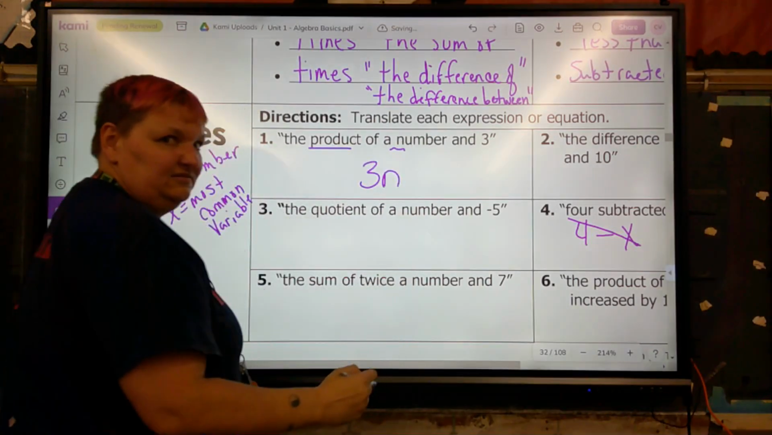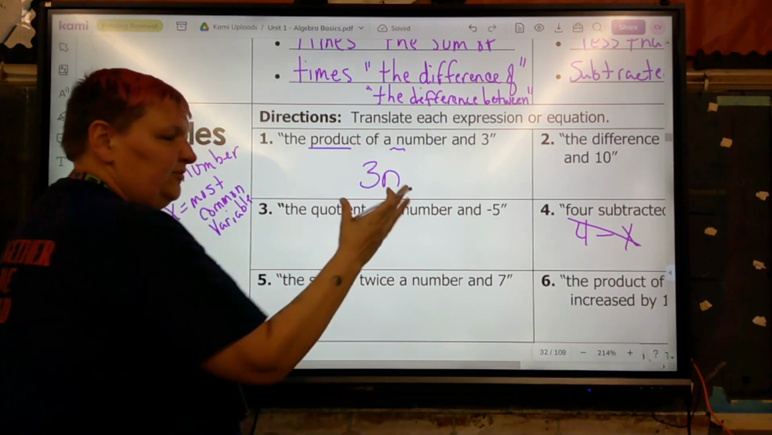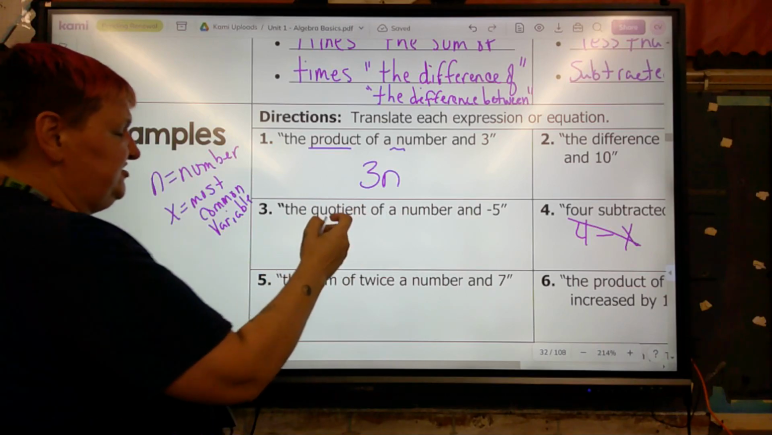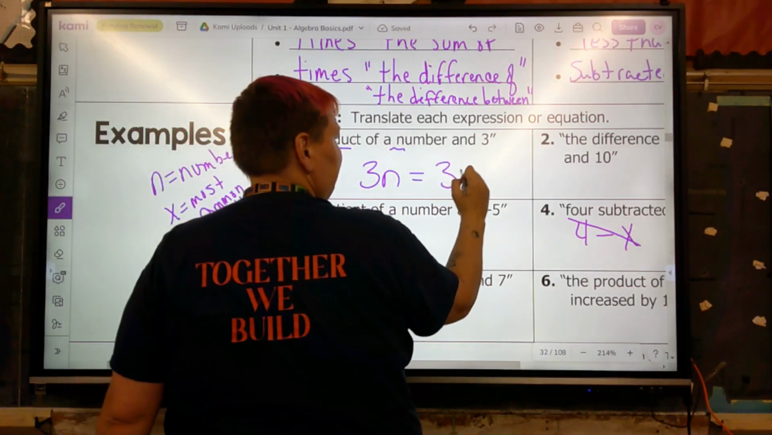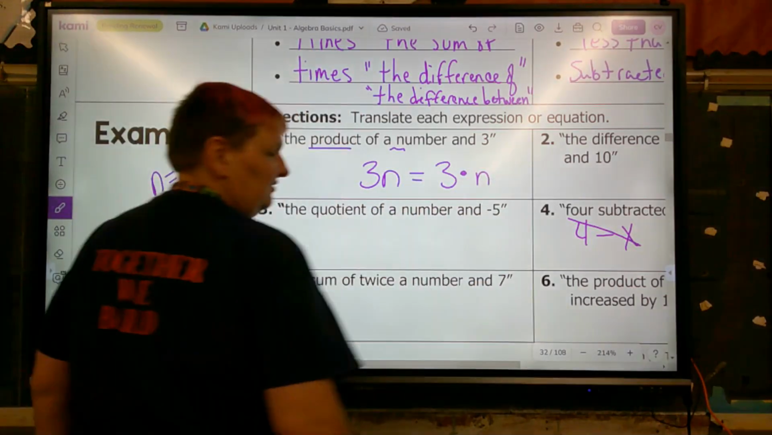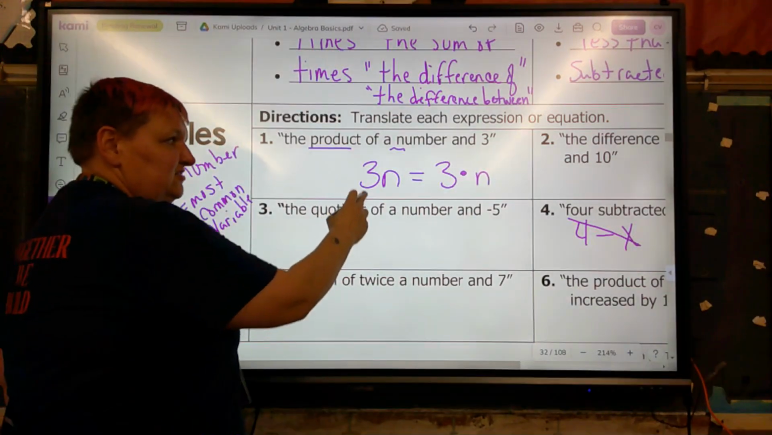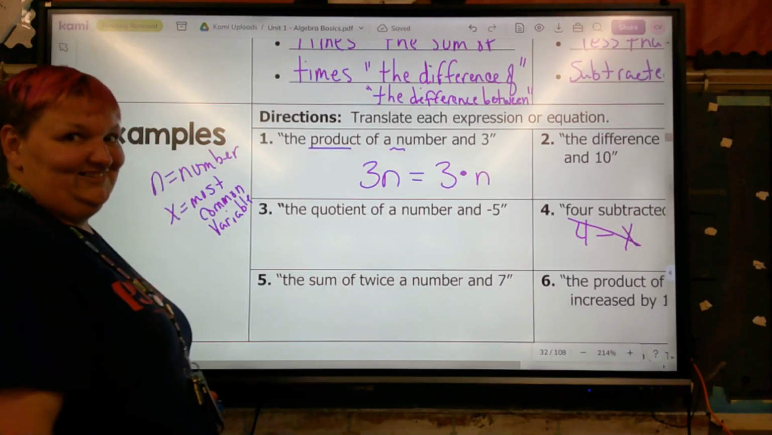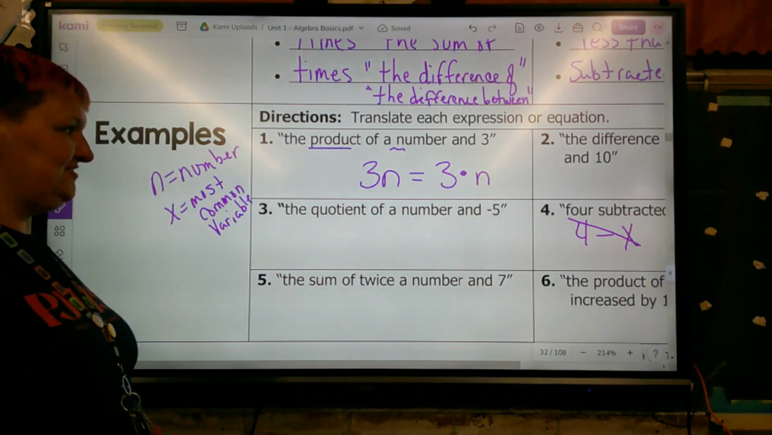3 times n. Remember, if a number and a variable are together, there's multiplication there. This is actually equal to 3 times n. It's an invisible multiplication sign. It's there, it's just invisible.